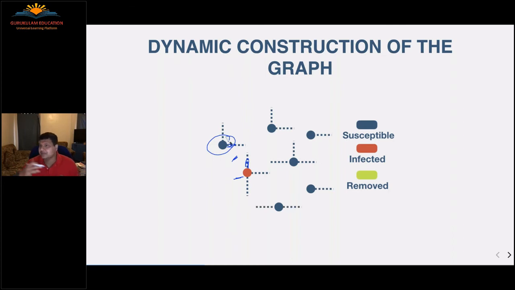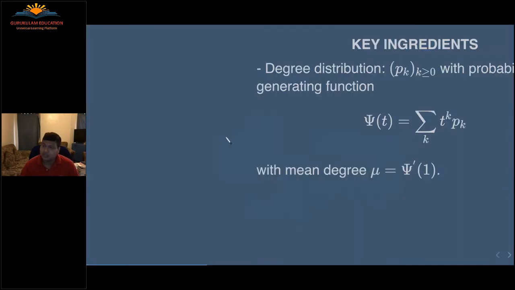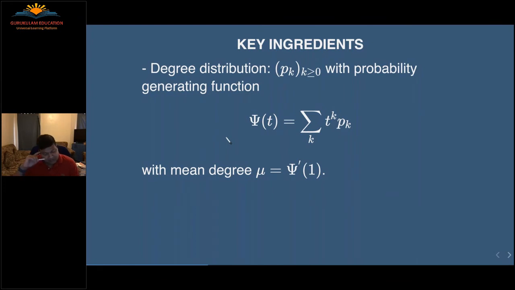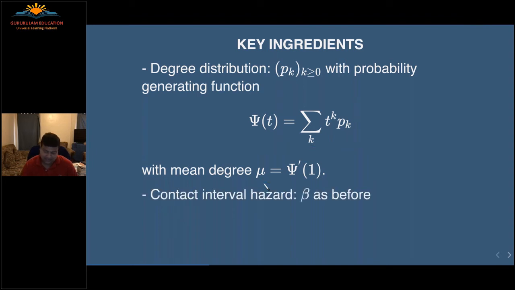So now that's enough about the premise. What do we need mathematically? So mathematically, we need a few things. The first thing is the degree distribution. So let's say pk is the probability that you will have degree k, and then this is the probability generating function, that's the definition of it, and mu is the average degree in your graph. And then I need a hazard for the infection, and a hazard for the recovery. So this is the infectious period, so beta and gamma.